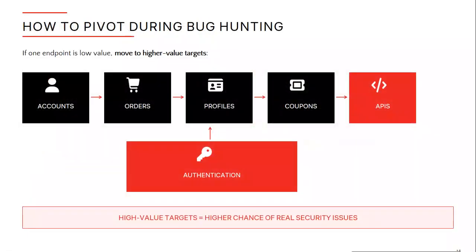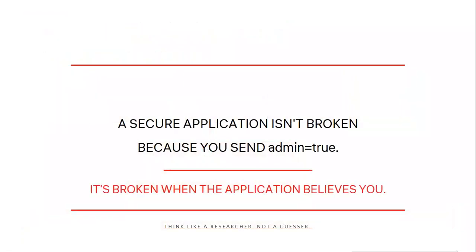So if you want to pivot during bug hunting, it's just moving from endpoint to endpoint, checking authentication, checking the APIs, checking the accounts, and seeing what you can manipulate, what you can change, what you can check, and what you can do. A high value target equals a higher chance of real security issues. That's just a little scope you can give. When you find a very high value target, there's a higher chance of finding big security issues.